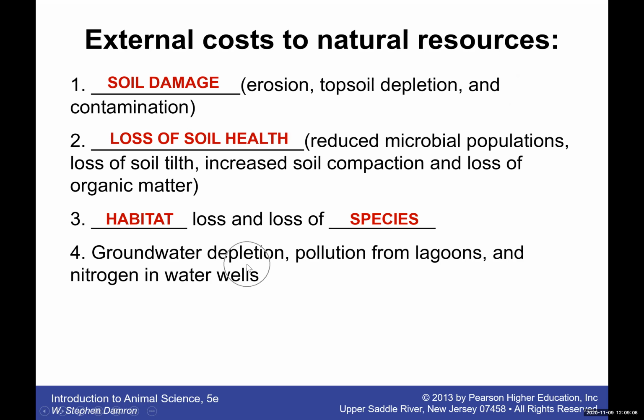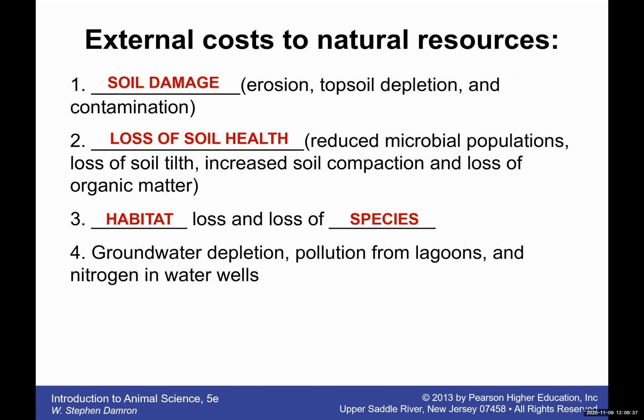We see depletion in groundwater, pollution from lagoons, and nitrogen in water wells. And so what's happening, especially if there are high concentrations of animals defecating, the feces will have high concentrations of nitrogen or phosphorus. That nitrogen and phosphorus can actually run off into the waterways and pollute them.